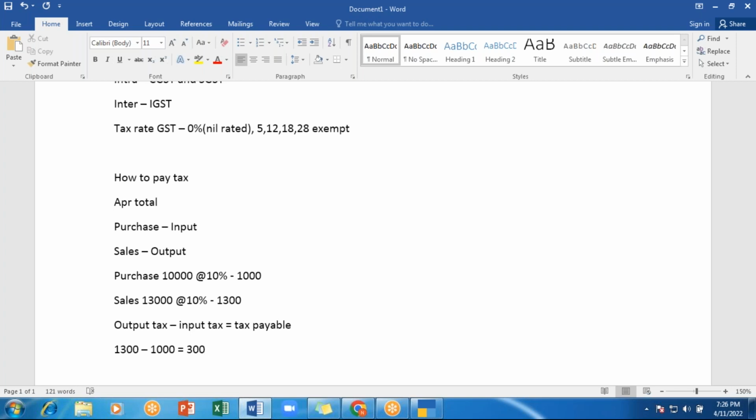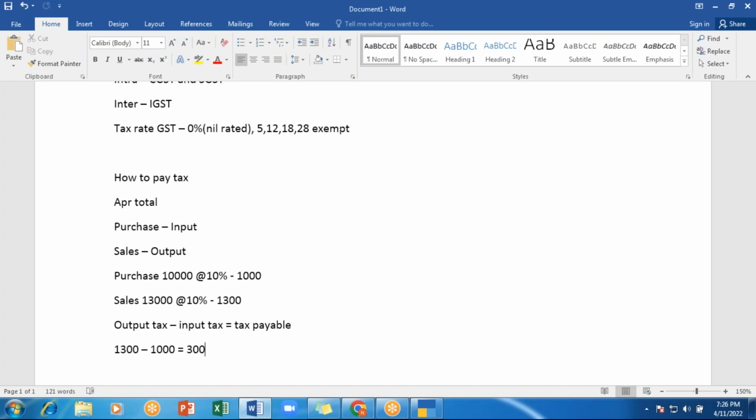Why am I subtracting this 1300 minus 1000? Because when I make a purchase, say for example, I'm making a purchase from Shabnam, in the month of April I have purchased for 10,000 rupees. Along with that, I paid 1,000 extra. That is tax. So 11,000 I have paid, and in this 11,000, 1,000 is my tax.